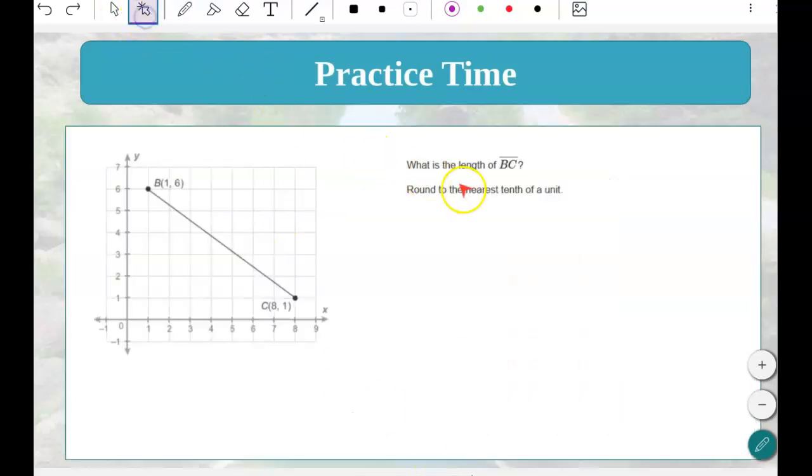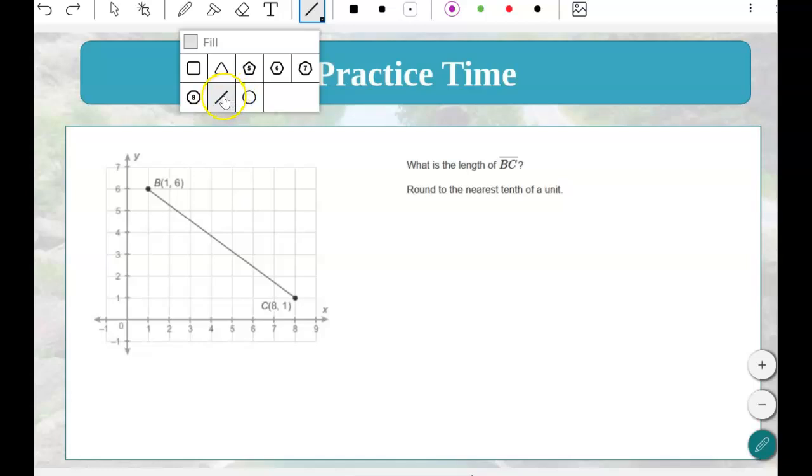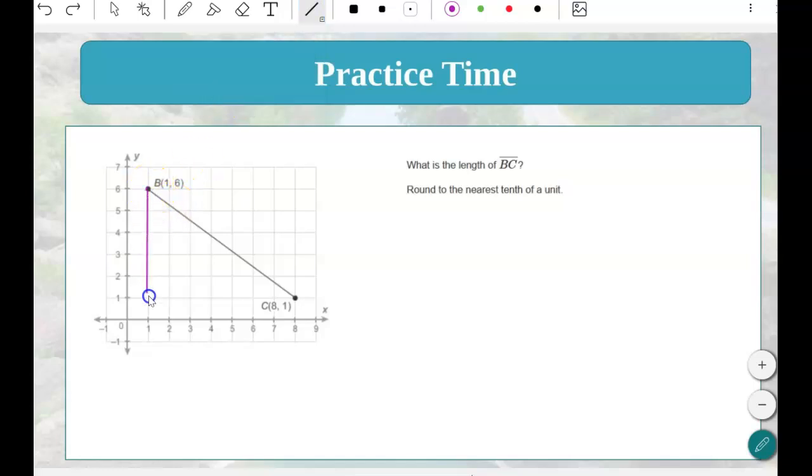Next one, what is the length of BC? Round to the nearest tenth. All right, let's go ahead and use that line tool and draw this in. I'm going to use red just because it's easier to see than that green. So we're going to get the length here. 1, 2, 3, 4, 5. So this is 5. And then here it goes 1, 2, 3, 4, 5, 6, 7.